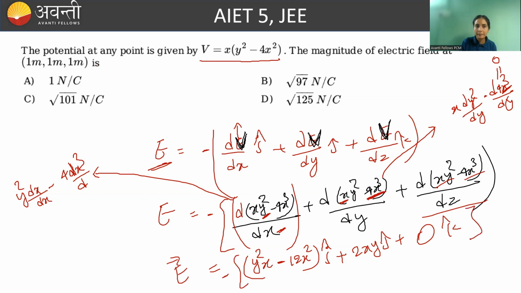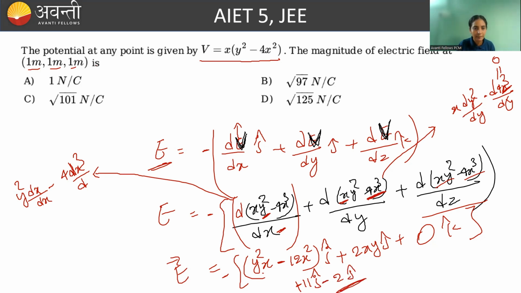We have to calculate electric field at 1, 1, 1. Means x is 1, y is 1, z is 1. So if you're going to put x equal to 1 here, it will become 1 minus 12. So that is your minus 11 I cap. 1 minus 12 minus 11, minus minus will become plus. And this is 2xy. So 2. And minus, when it will go inside, it will become minus 2 j cap. So 11 I cap minus 2 j cap.